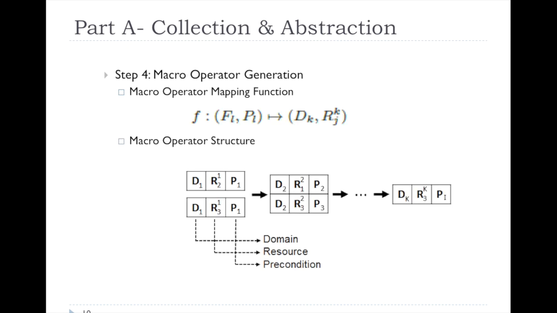So combining both of these, we have a macro operator which consists of domain, which is basically in our case network, storage, and computation, and a resource and a precondition. The resource would stand like NFV or VPN or an HDD in the case of storage, and the preconditions are the specifications.